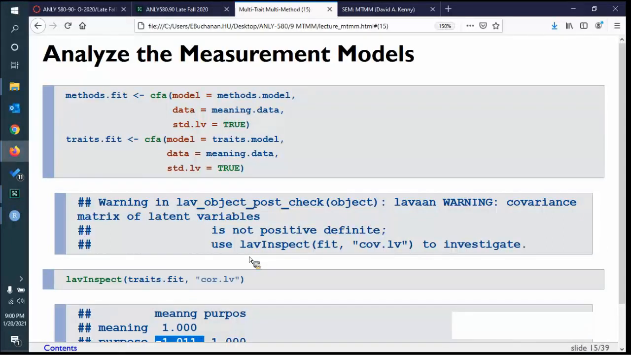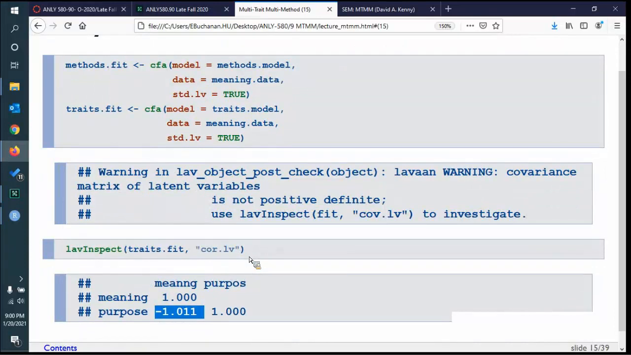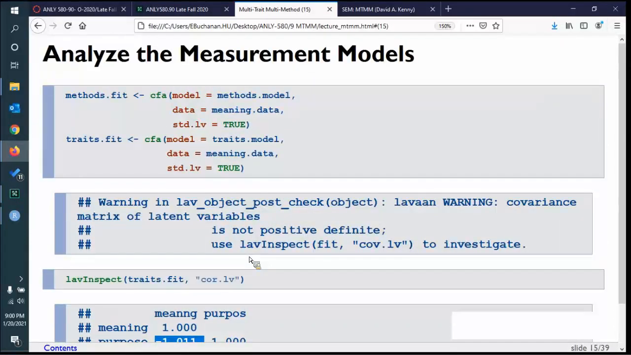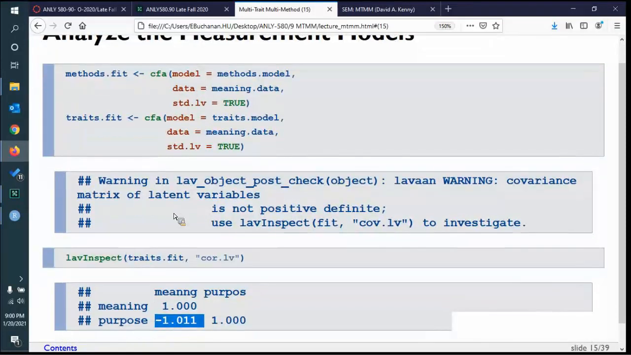Okay. So what I can do from here is put them together and see if it runs. Okay. Because maybe some of the problem with the traits model is the methods. So I can control for the methods and see what happens with my traits. Okay. But this is kind of a precursor warning that we're going to find that the traits are problematic.